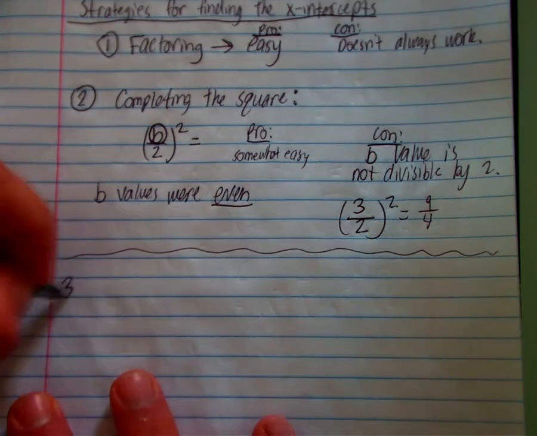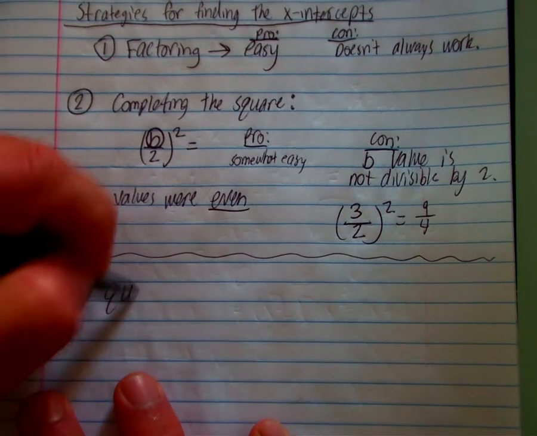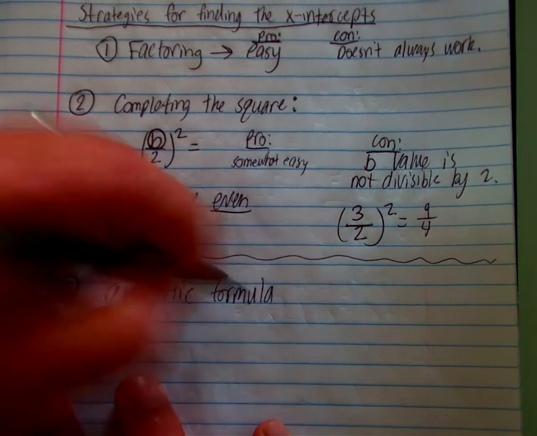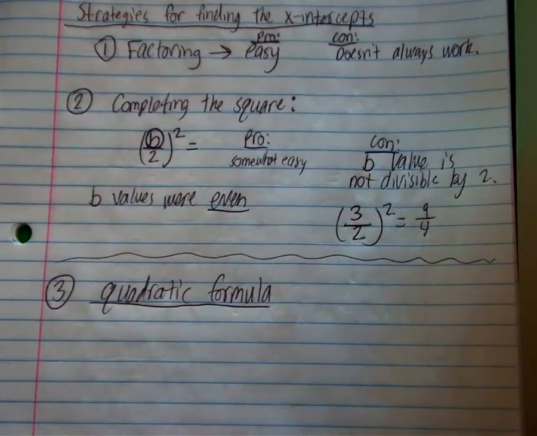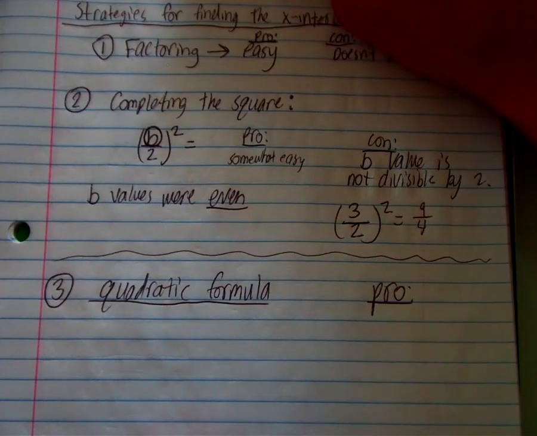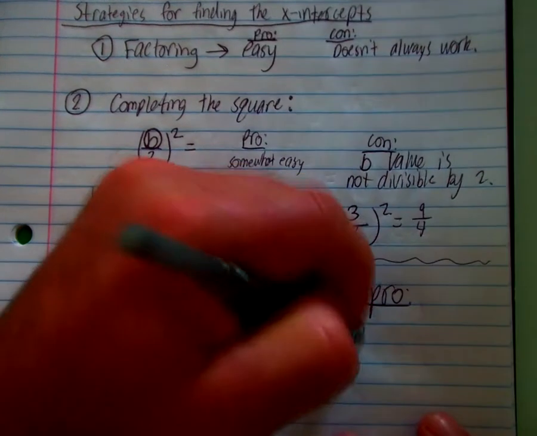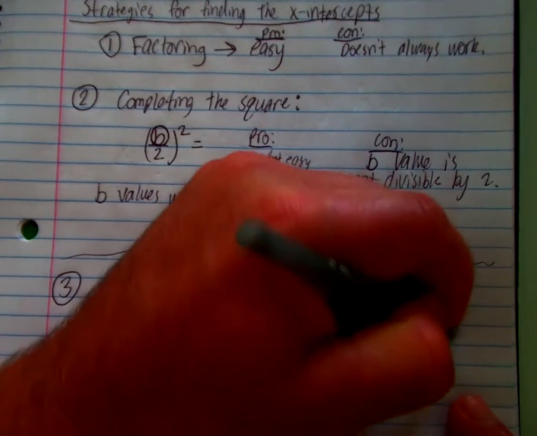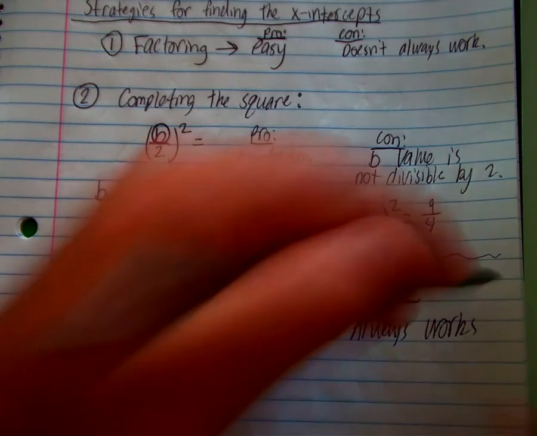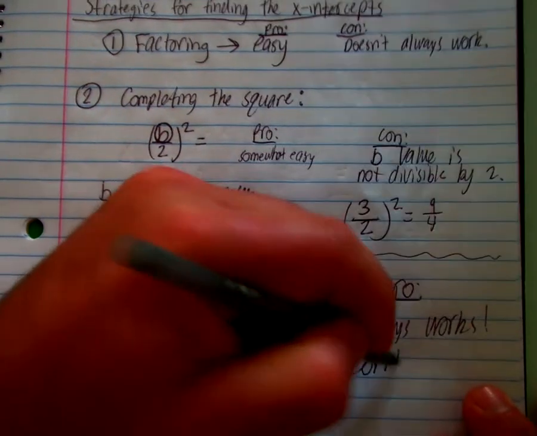The third way is called the quadratic formula. Students really like the quadratic formula. Its pro, and probably the biggest pro in my personal opinion, is that it always works. It always works, no matter what. I don't care if your x squared is negative, if there's odds, if there's even, it doesn't matter. It always works. The con?